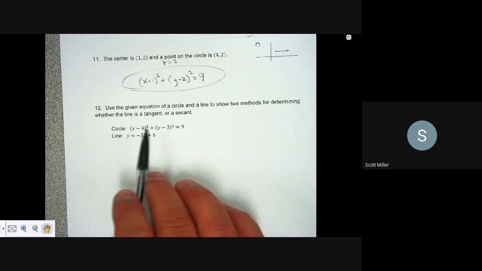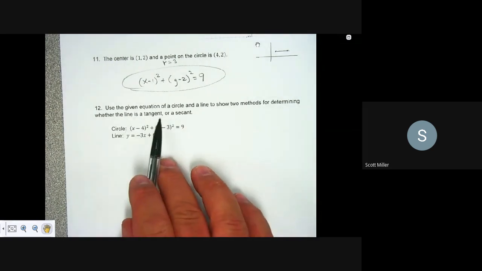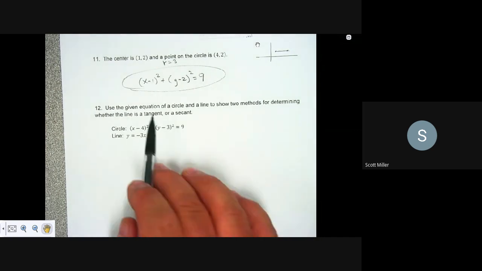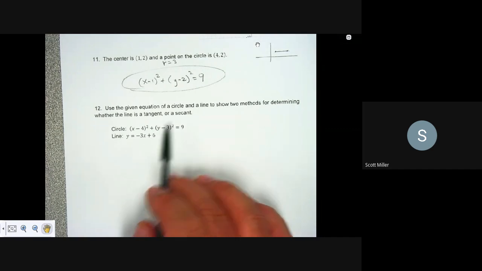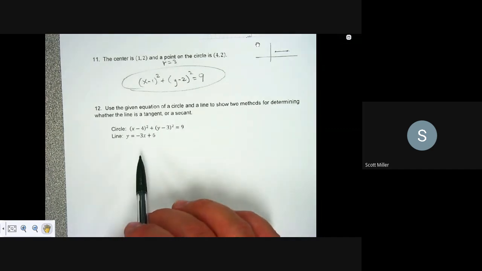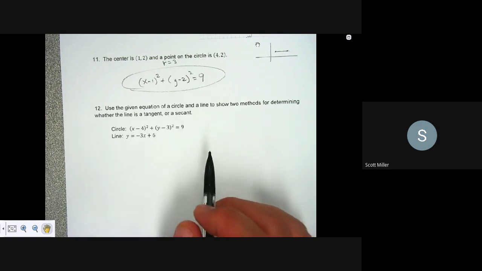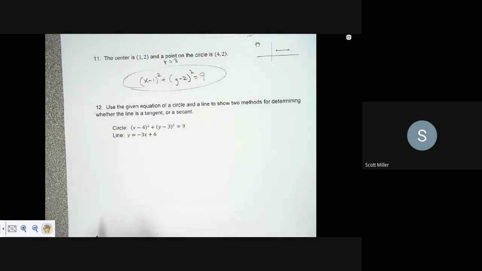This question right here is asking you to use the given equation and the line to show 2 methods for determining whether the line is tangent or secant. Okay, so what does this mean? If the line is tangent, that means these 2 things will touch at 1 point. And if it's secant, then they would touch at 2 points. So what methods do I have? Well, the first method, hopefully you all thought of it, is to simply graph it. So we can graph this information on the same coordinate system and see, hopefully, whether it crosses once or twice.